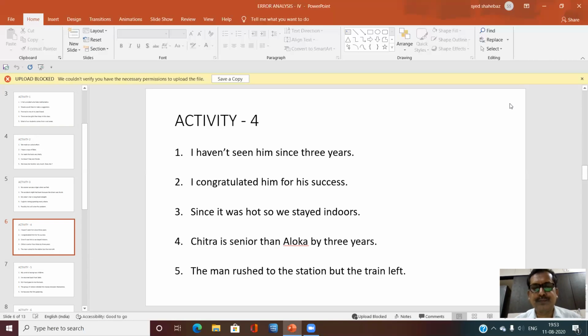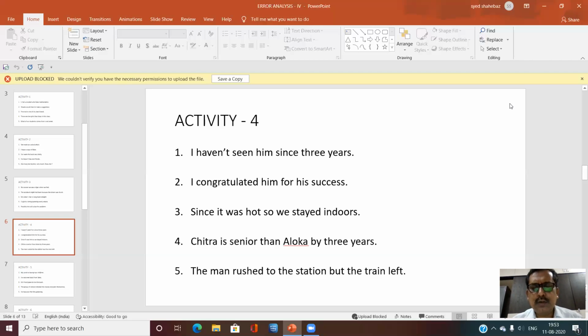Senior to, junior to, inferior to, superior to, prefer to. These expressions. To follows these words, these adjectives. These are adjectives: junior, senior, inferior, superior, prefer. After these adjectives, use the preposition to.